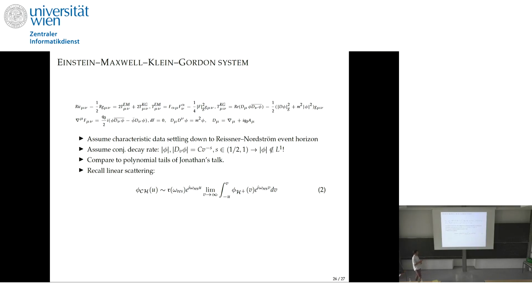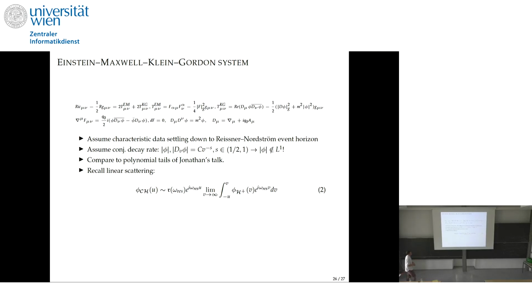And the conjectured decay rate is a feature that the scalar field decays polynomially in V, but not in L1. So it's V to the minus s, in fact like V to the minus 5/6. But the crucial point here is that phi is not in L1. So in fact, this means that the interior scattering poles are important. They're not just constant here. And of course, compare this to the polynomial phase, which are bigger than one, in Jonathan's talk.